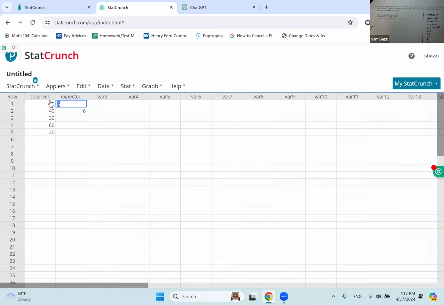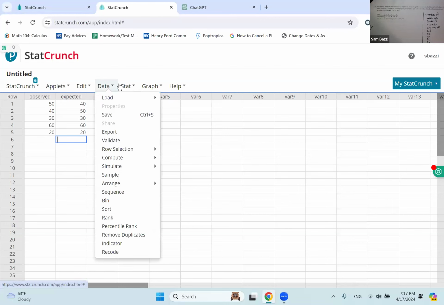And now for expected, guys. For expected, we just did them. 20% of 200 was 40. And then 25% of 200 was 50. Then 15% of 200 was 30. Then we had 60, and we had 20, I remember.